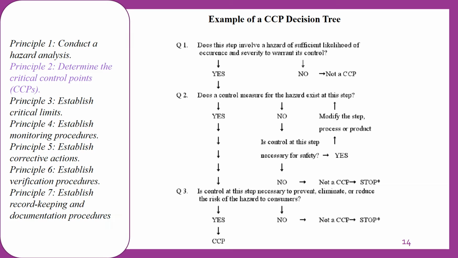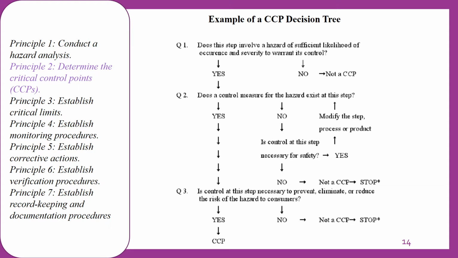Now let's discuss an example of a CCP decision tree. The first question which is asked is, does this step involve a hazard or sufficient likelihood of occurrence and severity to warrant its control? If the answer is no, then it is not a critical control point. If the answer to the previous question is yes, then a new question is asked, which is, does a control measure for the hazard exist at this step? If the answer is no, then another question is asked, is the control at this step necessary for safety?